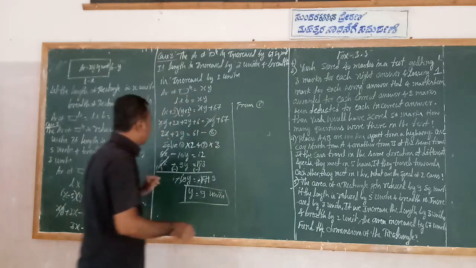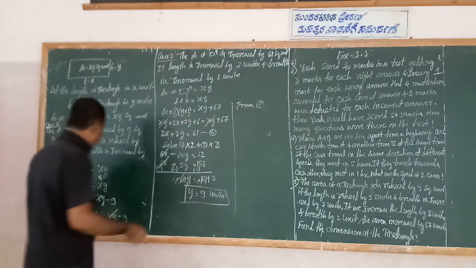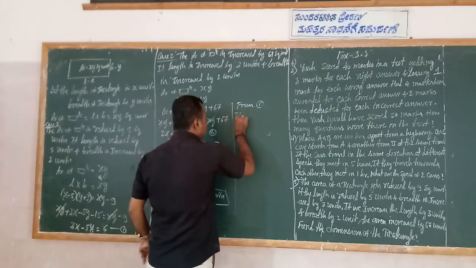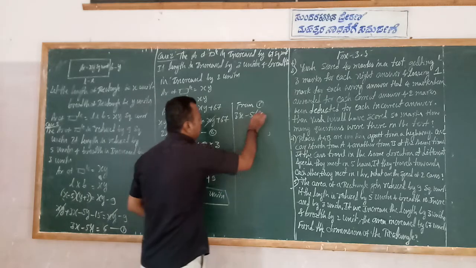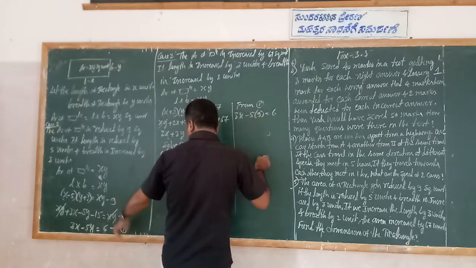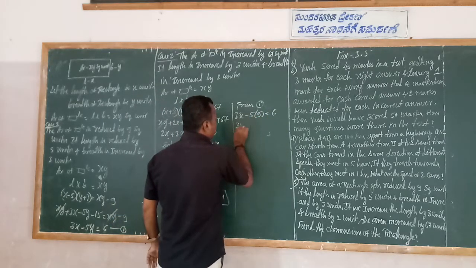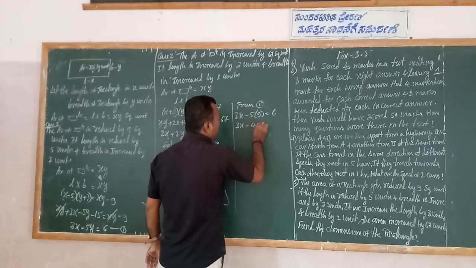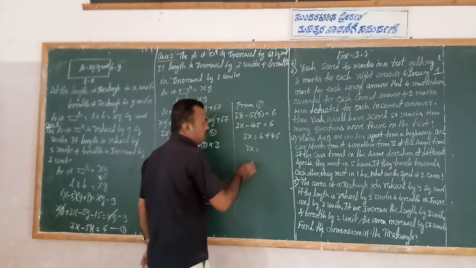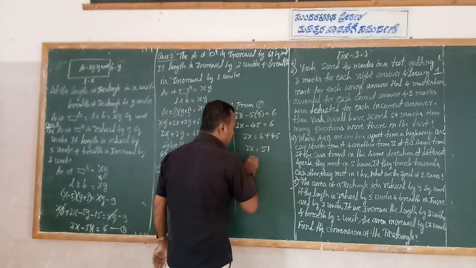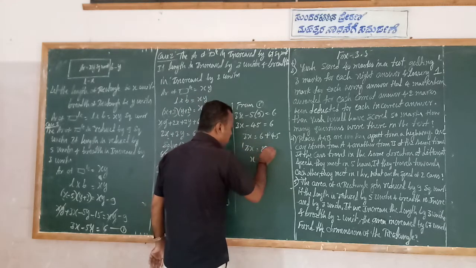Equation 1 is 3x minus 5y is equal to 6. I already found y is 9. So 3x minus 5 nines, 45, is equal to 6. So 3x is equal to 6 plus 45. Therefore 3x is equal to 51. Therefore x is 17 units.